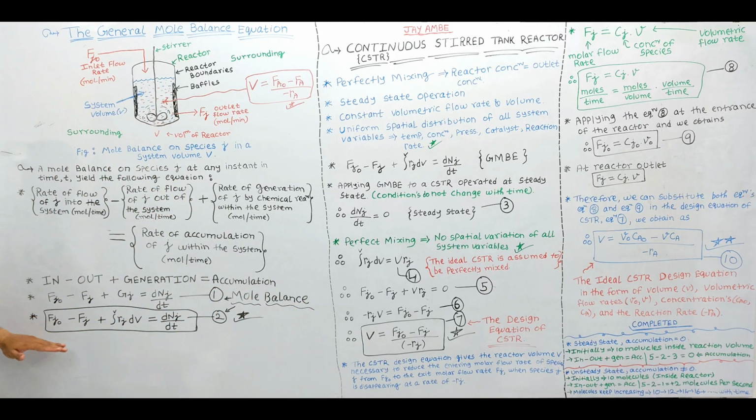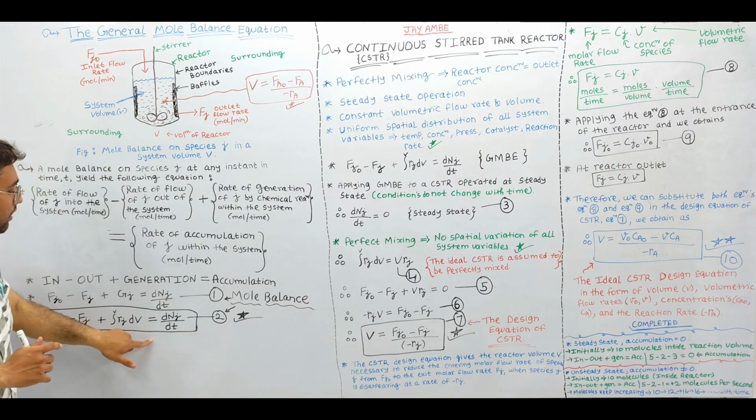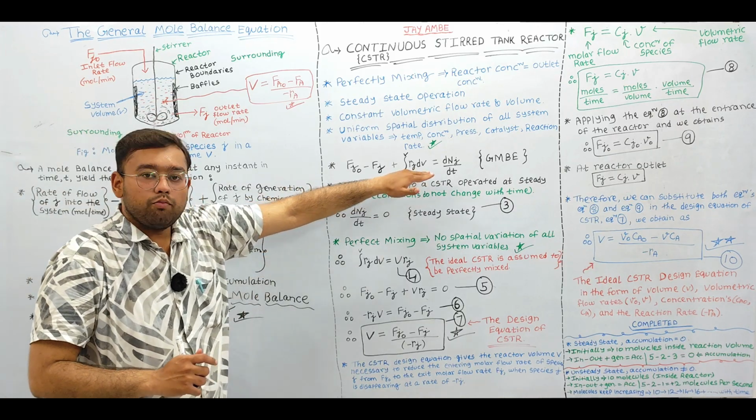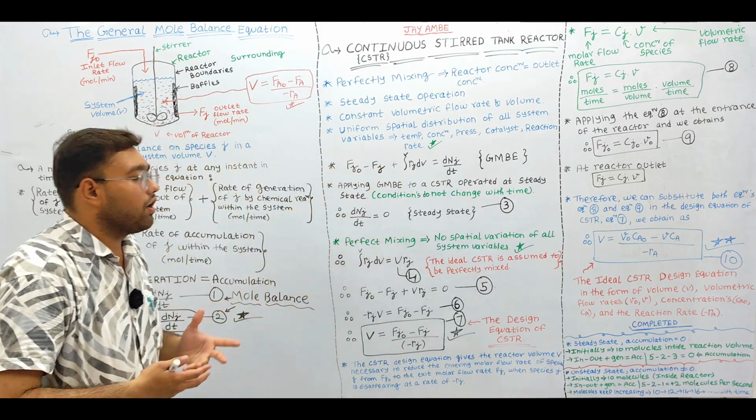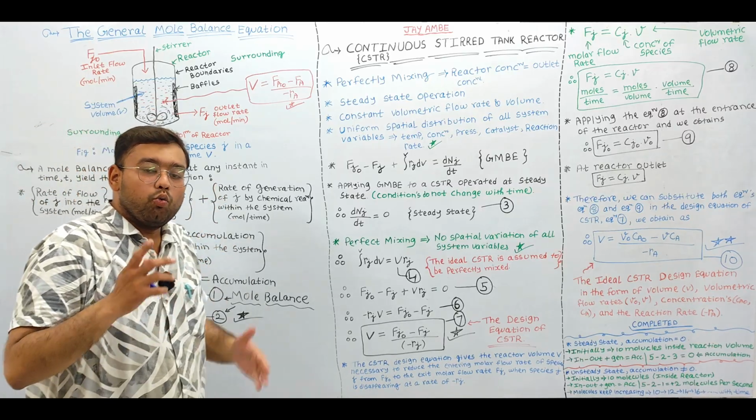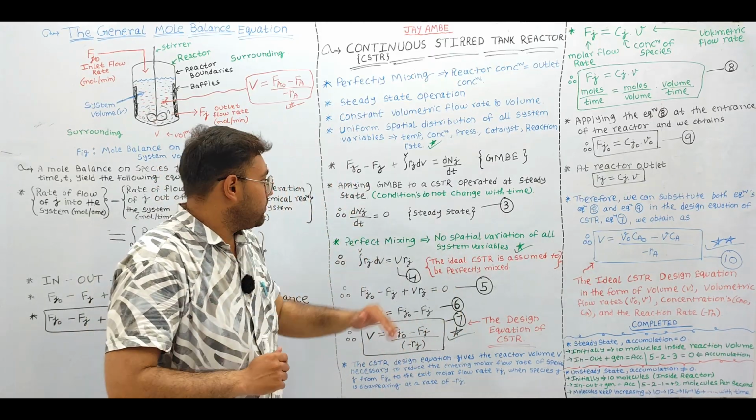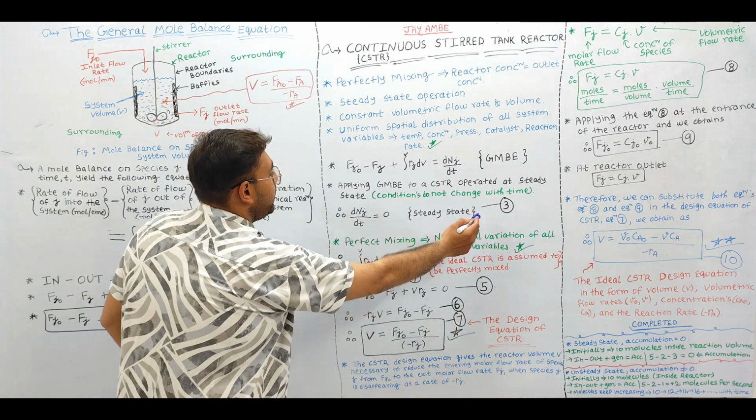So we have the equation Fj naught minus Fj plus the generation term, which can be represented as the integration of Rj dV over the entire reaction volume V, is equal to the accumulation term dnj by dt. So we have the general mole balance equation. Now we are applying it to a CSTR operated at steady state conditions. At steady state, the accumulation term will be equal to 0, so dnj by dt is equal to 0.